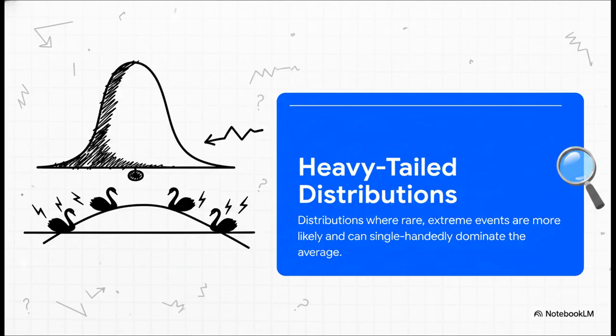This crazy phenomenon is the classic sign of what's called a heavy-tailed distribution, like the Pareto distribution. You see, with a normal bell curve, the tails on the end drop off to zero really fast.